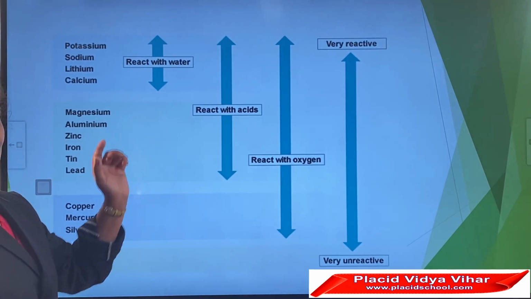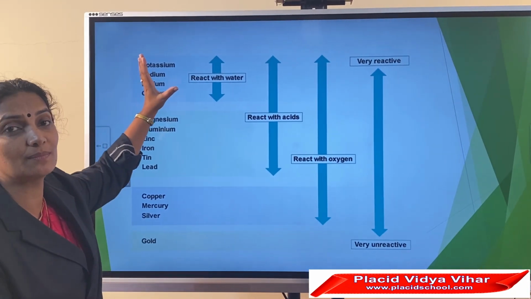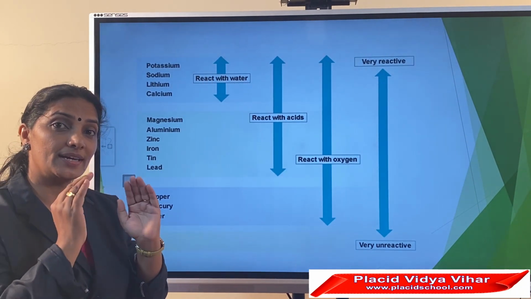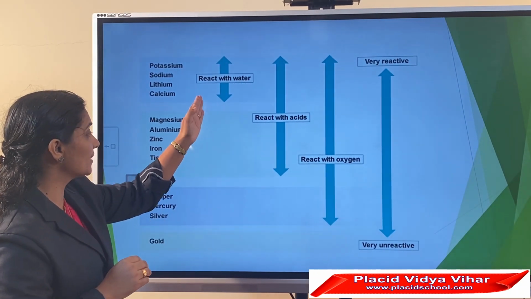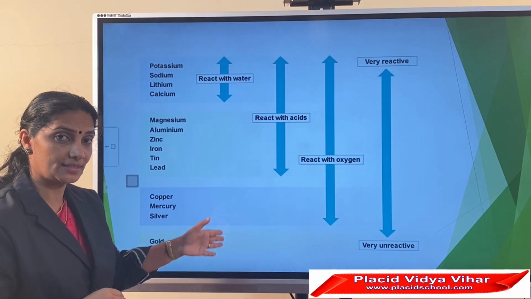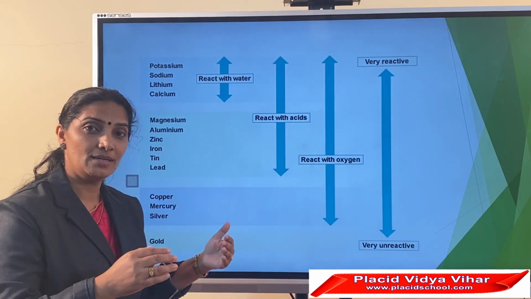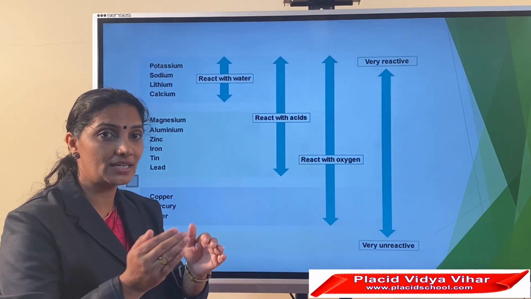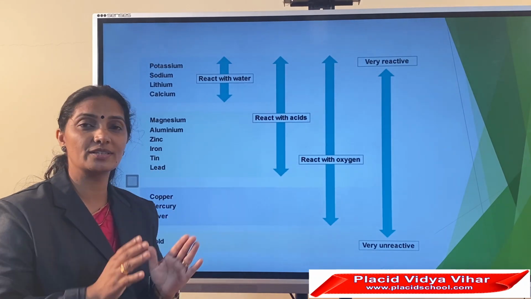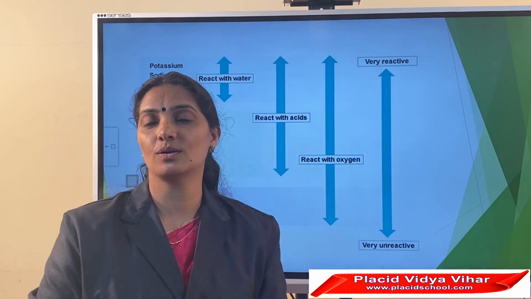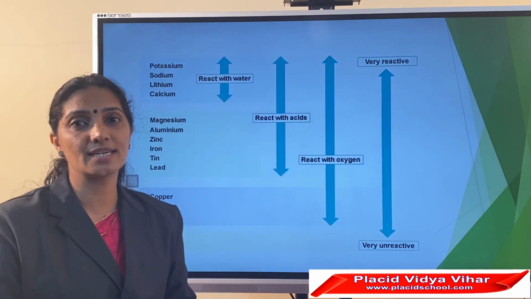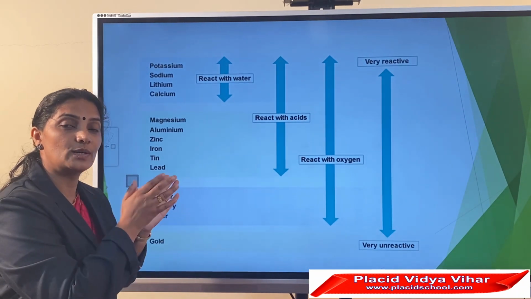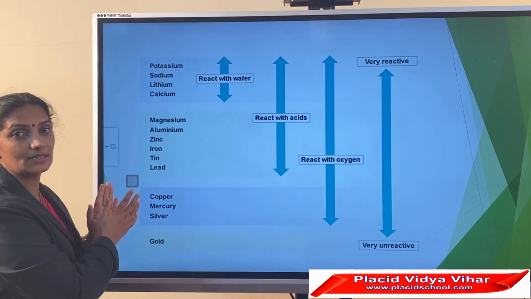See their reactivity. The first category of elements, potassium, sodium, lithium, etc., they can react even with cold water. That means they are highly reactive. Then, as we move down, we have some other elements. They can react with water, but they can't react with cold water. They react with hot water. When we come to iron, it does not react with cold water as well as hot water. It can react only with steam. Then again, if we move down, the reactivity of these metals towards water decreases. They cannot react with water.